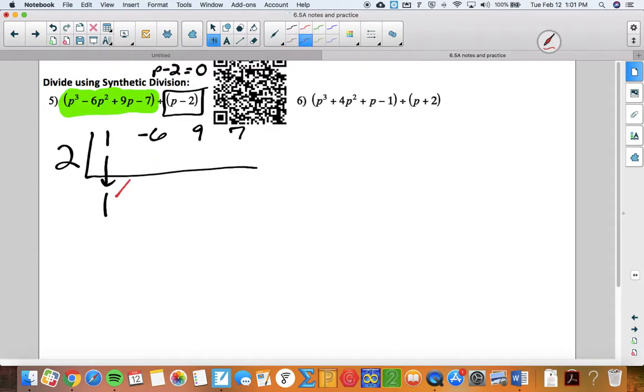Remember, to start the process, we take the leading coefficient, we drop it down. Then, as we come over, we multiply this value out in front with the bottom number and we get 2. Then we add these numbers together, we get negative 4. Now we take that negative 4 and multiply it by 2, which is negative 8. And then we add straight down and we get 1. We take this number, the result down here, and multiply it by 2, which gives us 2. And then we get a 9.